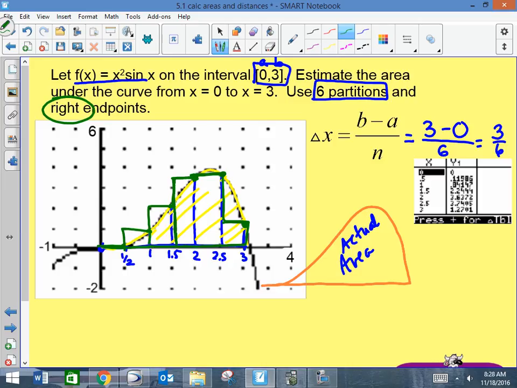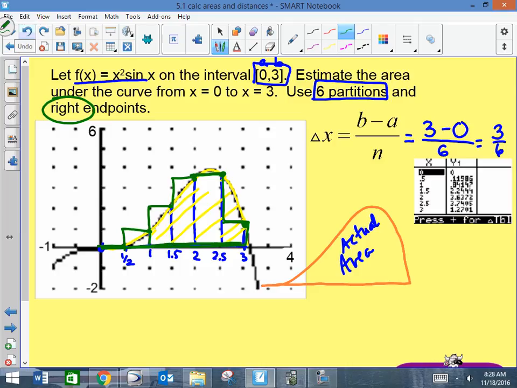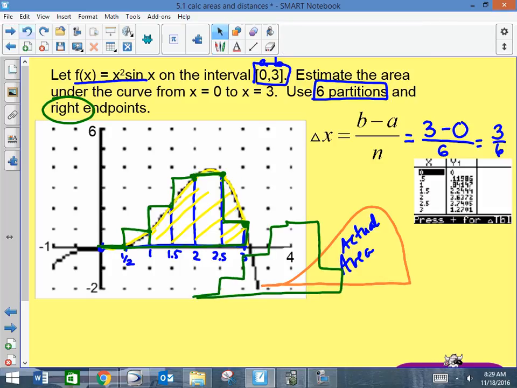Whoops. I didn't mean to do all that. Okay. Let me try that again. All right. Let's try it. I didn't pick it up. I just paused. There we go.